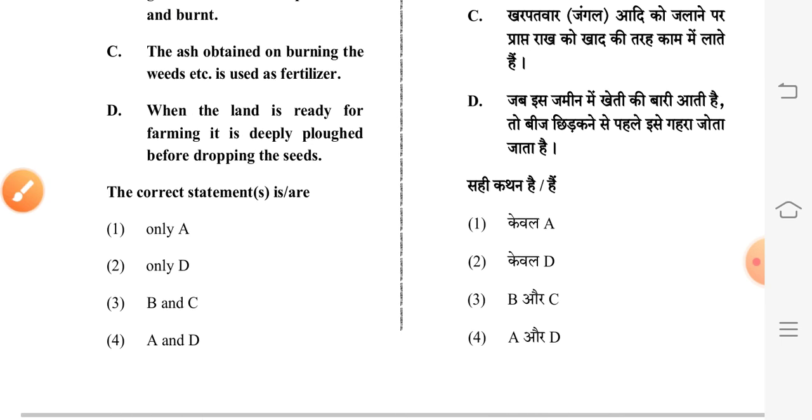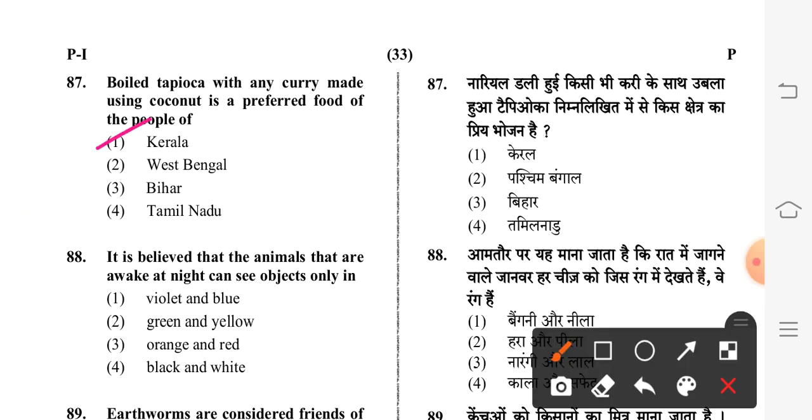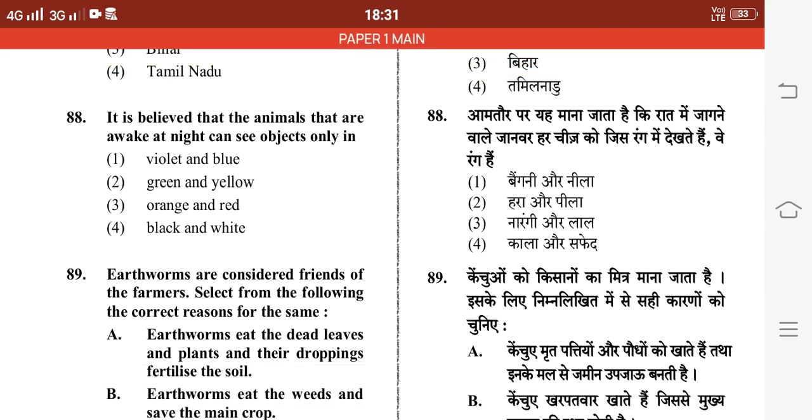Next question number 87. Boiled tapioca with any curry made using coconut is a preferred food of the people of Kerala. Coconut oil means Kerala. When you observe coconut oil, more coconut trees are grown in Kerala only. So question number 88. It is believed that the animals that are awake at night can see objects only in black and white. So fourth option is correct.